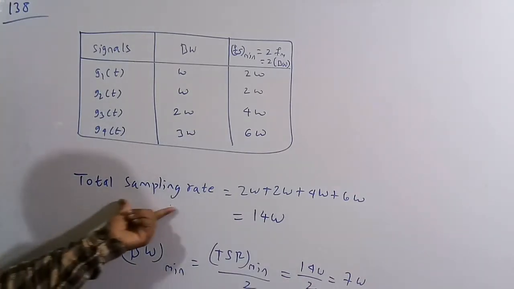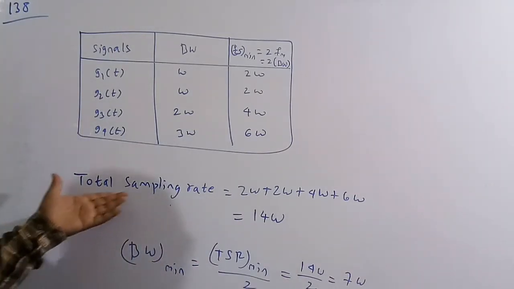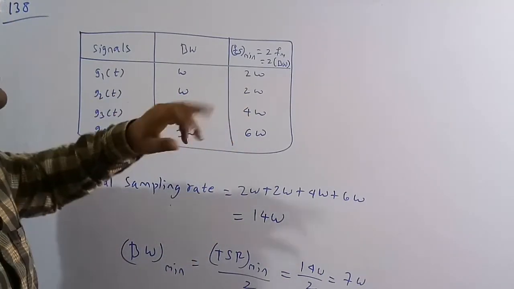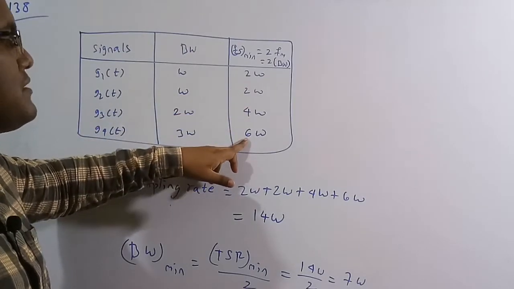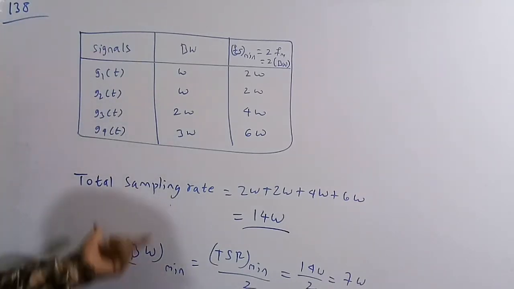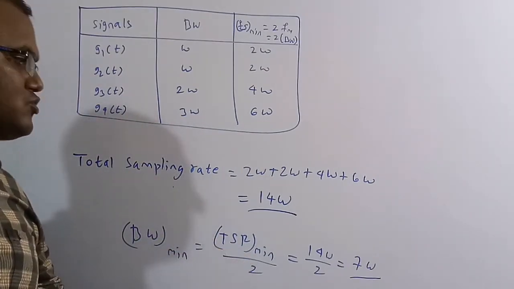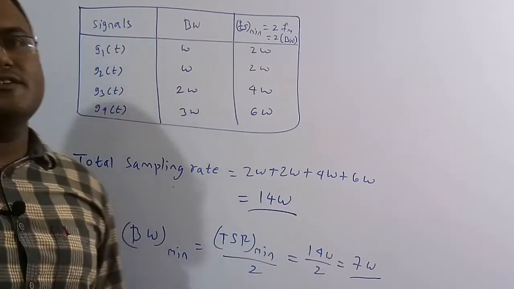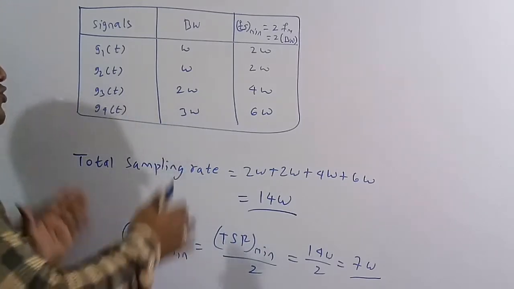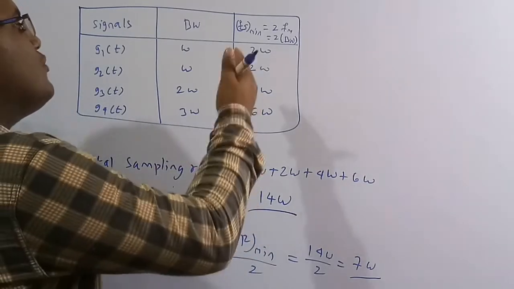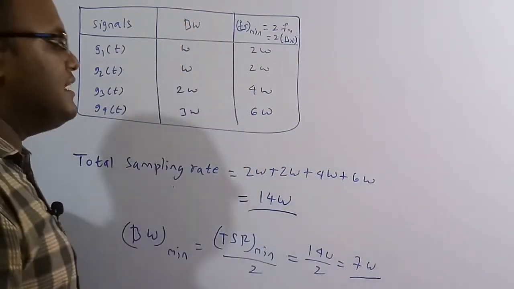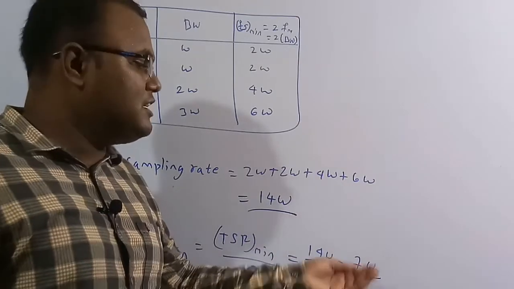What is the total sampling rate? So total sampling rate is also called the overall sampling rate. So we have to add each and every minimum sampling frequency. So 2 omega plus 2 omega plus 4 omega plus 6 omega, which is 14 omega. So now I want to know what is the minimum bandwidth, means minimum total sampling rate by 2. So therefore 14 omega by 2 is 7 omega. So here if the total sampling rate is minimum, the bandwidth is also minimum. So total sampling rate will be minimum only if you are going for the Nyquist frequency or the minimum sampling frequency for each and every signal, then only the minimum bandwidth is going to occur. The solution is 7 omega.